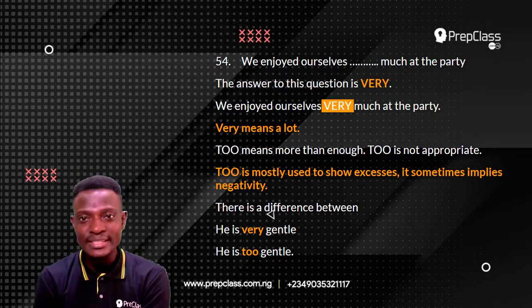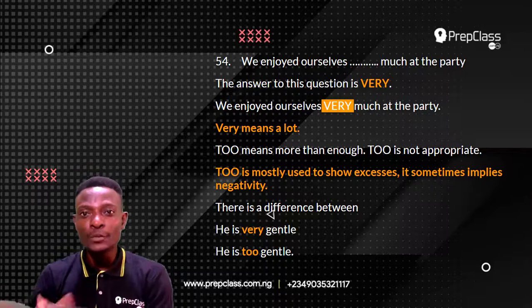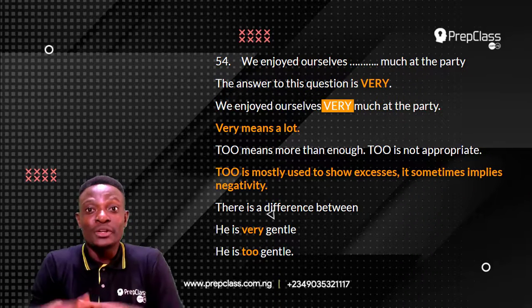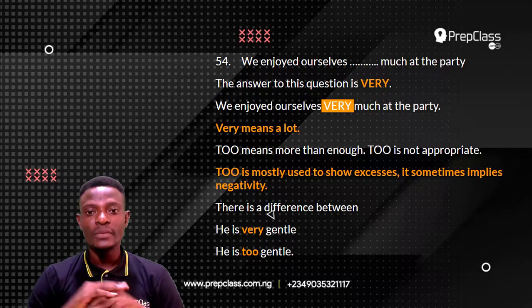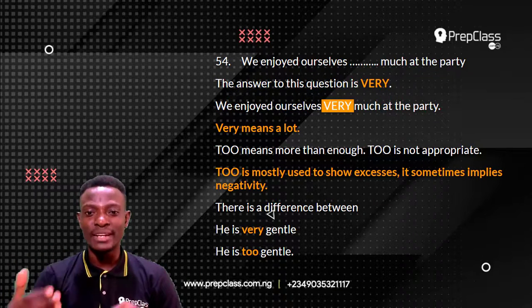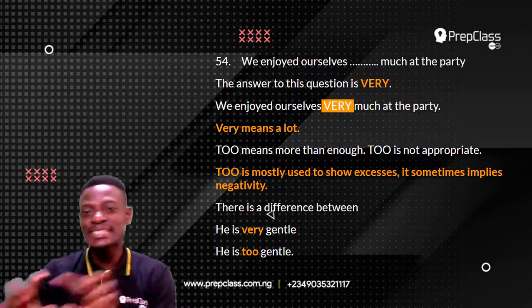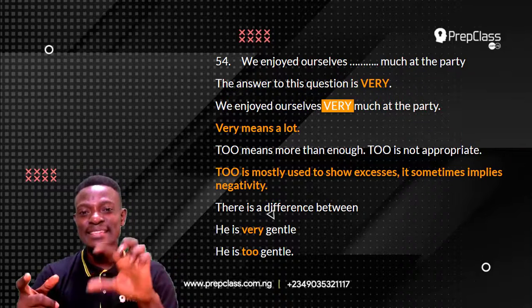It is moderate. It is very gentle. It is gentle to a moderate level. But when you say he is too gentle, he is over gentle, like he cannot even stand up for himself when he needs to. Too means more than enough. It shows excess. It implies negativity. So very is the best answer to complete this sentence.